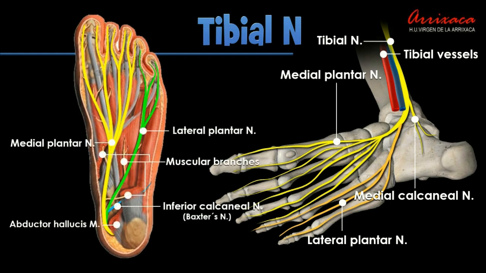In the foot, the nerve terminates by dividing into medial and lateral plantar branches. The medial plantar nerve is the larger terminal branch of the tibial nerve. It passes between the adductor hallucis and the flexor digitorum brevis, only to divide further, and its distribution resembles that of the distribution of the median nerve in the hand.